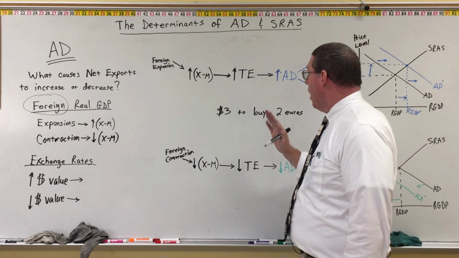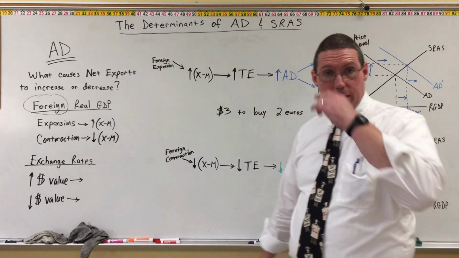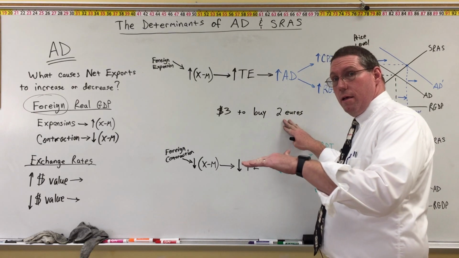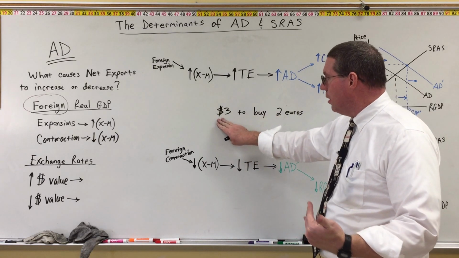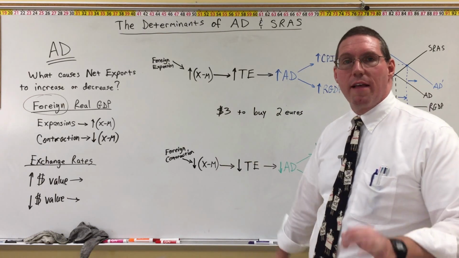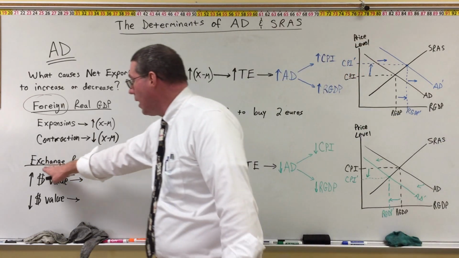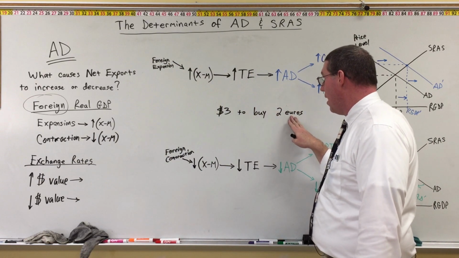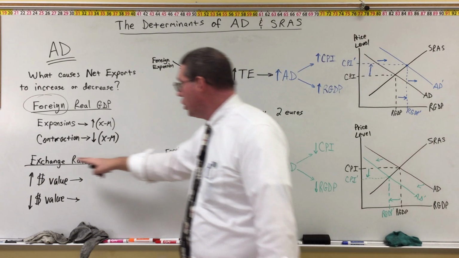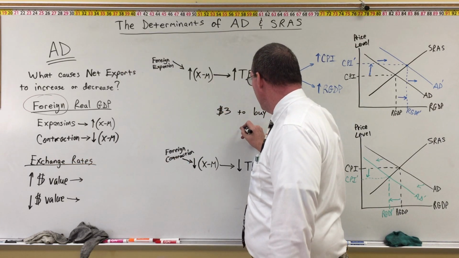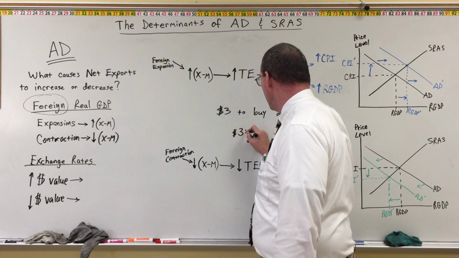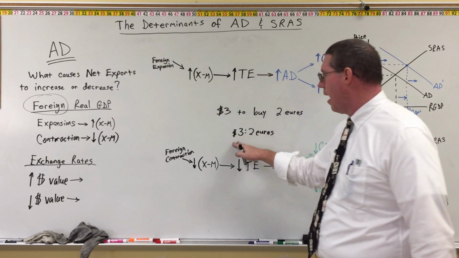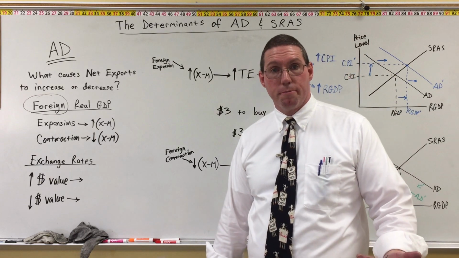And therefore, if I go on a vacation, let's say to France, I have to spend euros in France. But I only have US dollars. So what I have to do is exchange my dollars for euros. And in this case, the exchange rate or ratio is $3 to 2 euros. So for every 2 euros that I want to buy, I have to pay out $3.